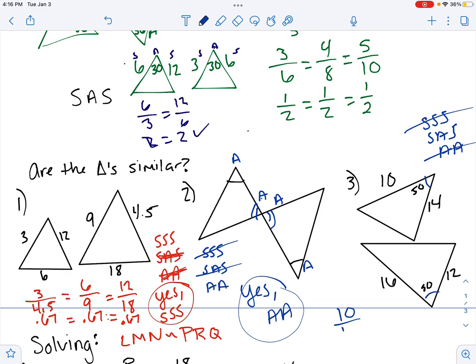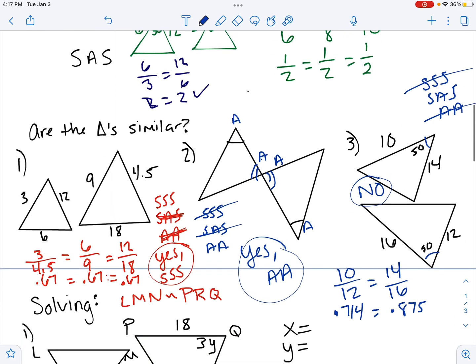So I have smallest side over smaller side, bigger side over bigger side. I'm going to divide those and see what happens. The first one gives me 0.714, and the second one gives me 0.875. Those are not the same, so these two triangles are not similar.